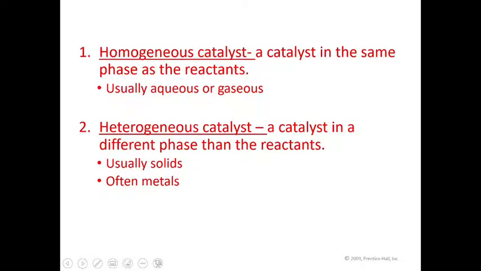Well, a couple more vocabulary words with catalysts. Homogeneous catalysts, they're in the same phase as the reactants, so maybe they're all dissolved in the same solution.